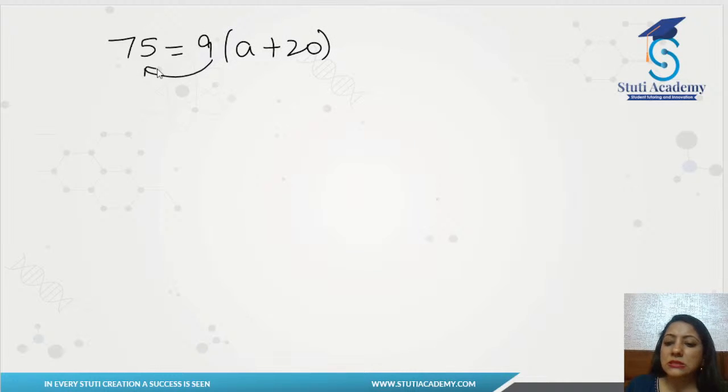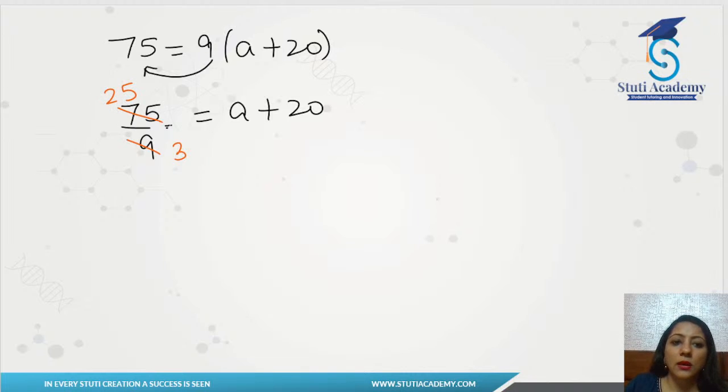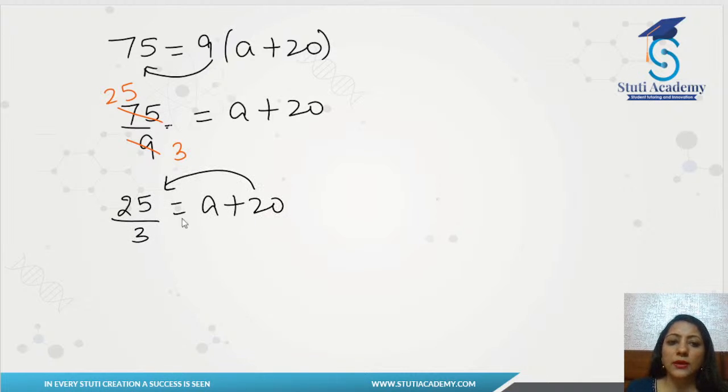Now I'm going to take this 9 on the other side. I'll get 75 upon 9 equal to a plus 20, and then I can cancel out the numerator and denominator by 3. This will go 3 times and this is going to become 25 times. We have 25. Now we have 25 upon 3 is equal to a plus 20. This 20 I'm going to take on the left hand side. So this will become 25 upon 3 minus 20 is equal to a.